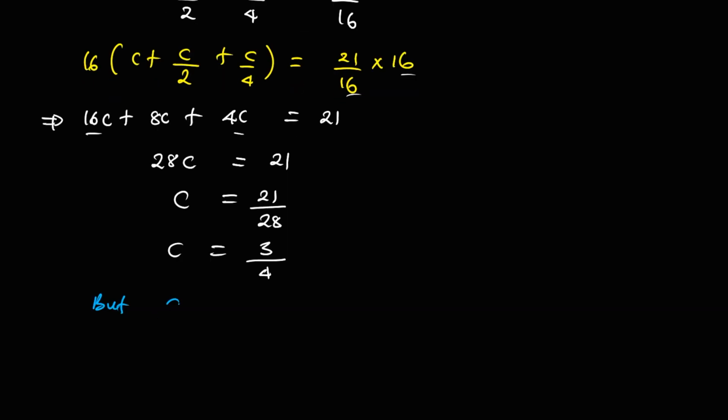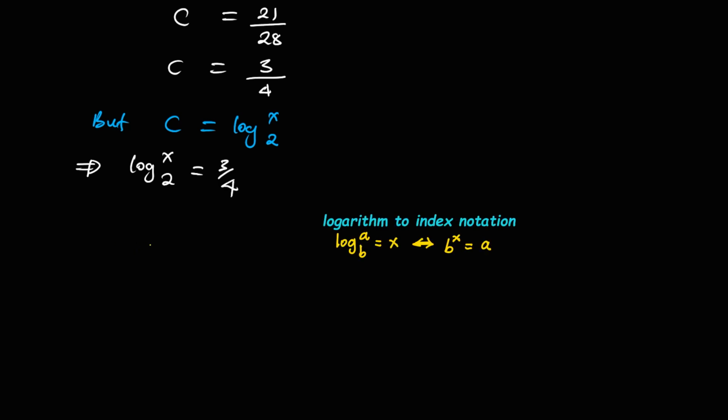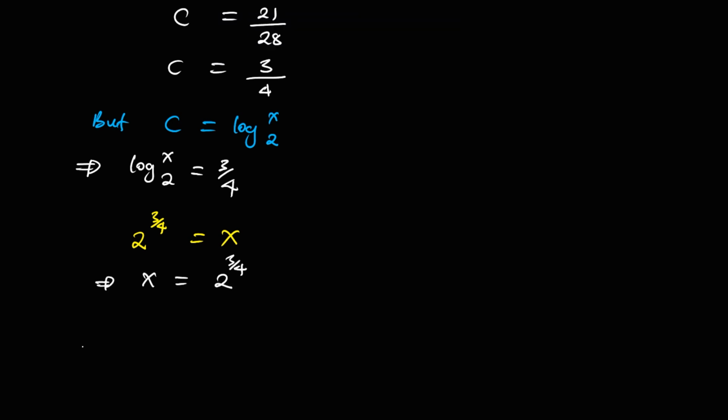But our c equals log of x to base 2. This implies that log of x to base 2 equals 3 over 4, since our c also equals 3 over 4. But from logarithm to index notation, we will have 2 to power 3 over 4 equals x, which implies that x equals 2 to power 3 over 4. But before we conclude, let's first test whether the value of x equals 2 to power 3 over 4 satisfies the equation from the problem.